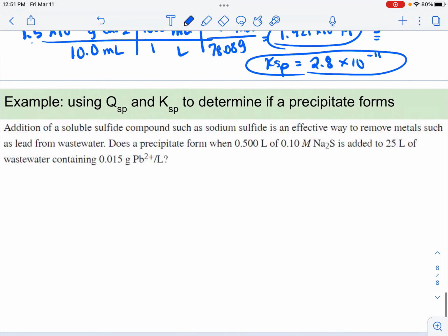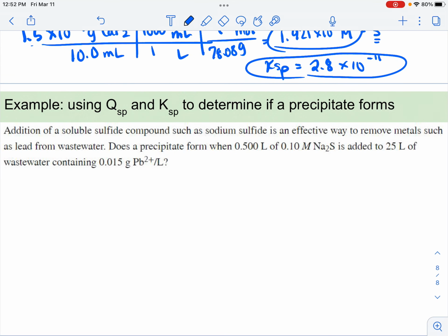The third thing I want to show you quickly is how to use Q and K to decide if a precipitate forms. So you need to make sure that when you're doing this, what you put into your Q expression as the molarity is the molarity after they've been mixed but before they react. So you have to read the question really carefully and decide, are they giving you the concentration of the ion in the mixture, or are they giving you the concentration of the ion in its own solution in its own bottle all by itself?